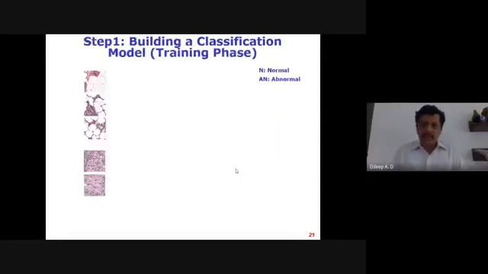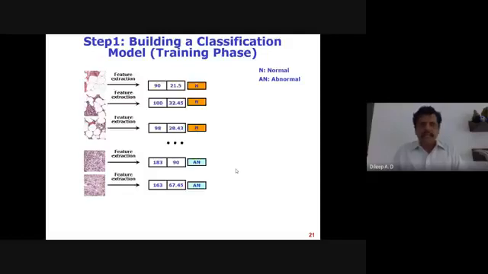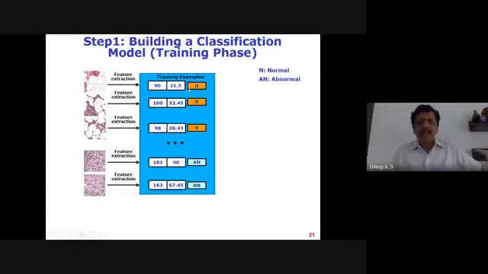Basically, just to give the overview, in the classification case, given the images of your tissues, we perform the feature extraction, and then during the training phase we have the associated class labels.